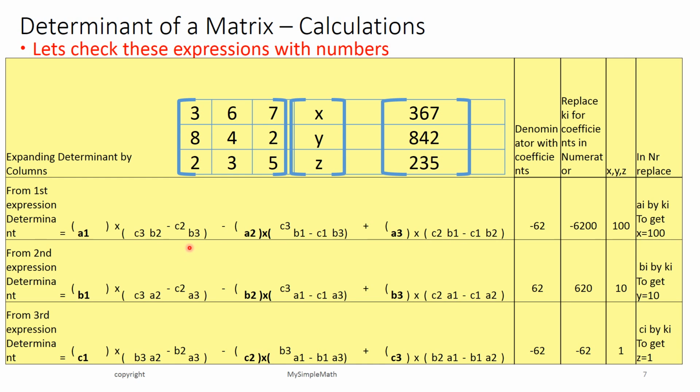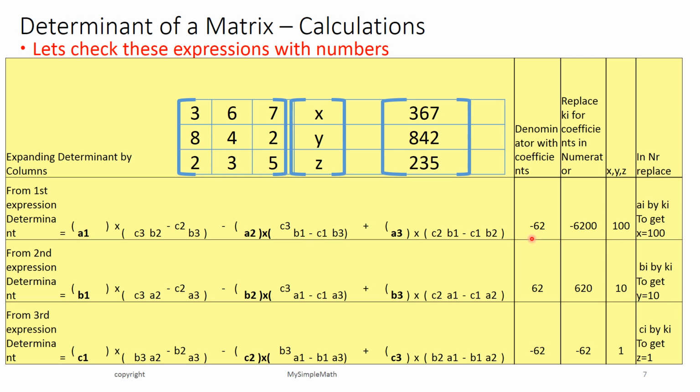So from the first expression, I have a1 into the minor minus a2 into the minor plus a3 into the minor. I put these values right here. I substitute these values. For c3, I substitute 5, b2 is right here 4, c2 is right here 2, b3 is right here number 3. So with all of these, I substitute these and finally come up with this answer as minus 62.